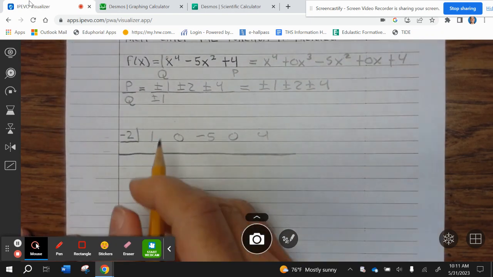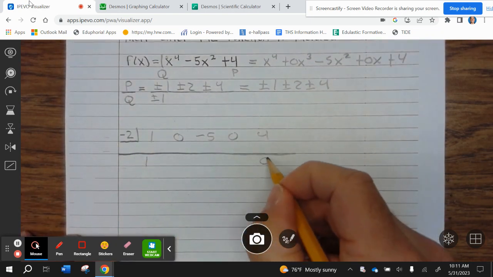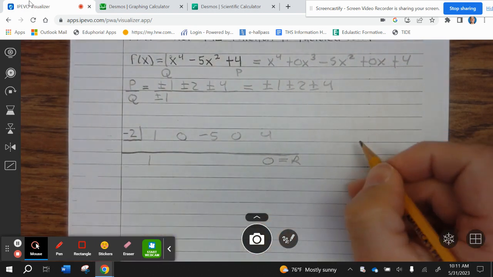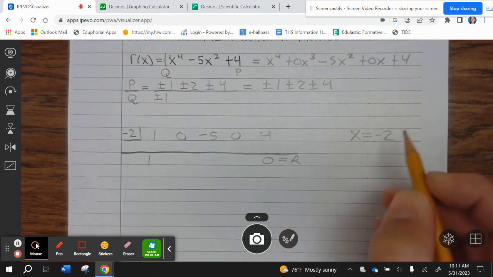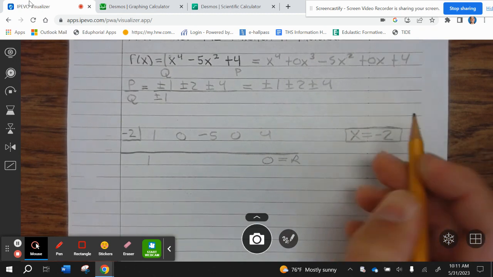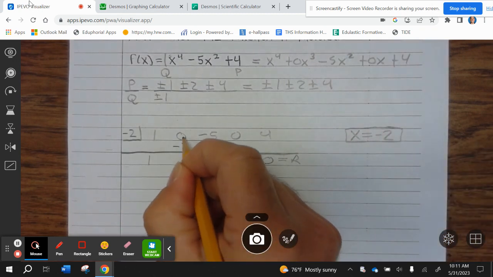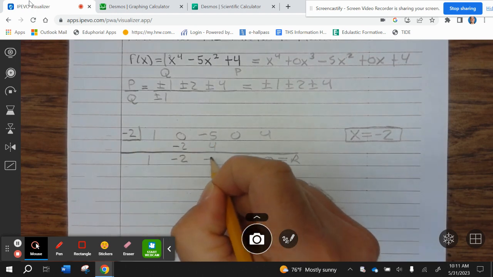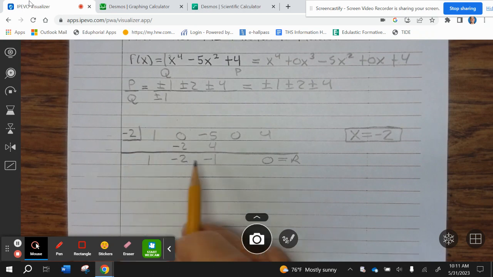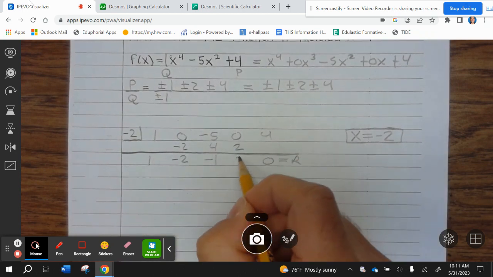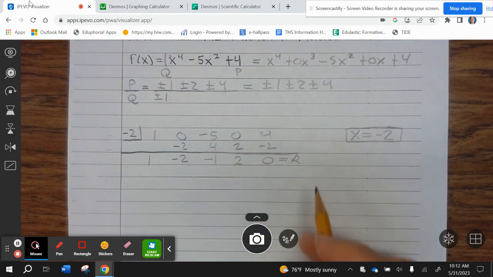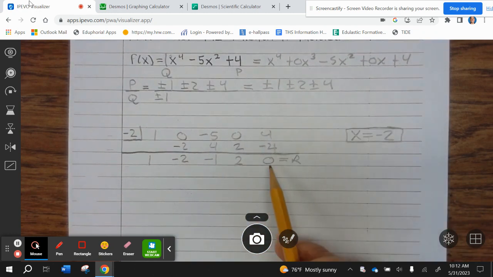Okay, now bring down the 1. Now we know that the remainder is going to be 0. If it isn't, then we made a mistake, because we know that negative 2 is a zero. So negative 2 times 1 is negative 2. This combines to be negative 2. Negative 2 and negative 2 is a positive 4. Combines to be negative 1. Negative 2 times negative 1 is a positive 2. This combines to be 2. Negative 2 times 2 is negative 2. Oh, I'm sorry, negative 4. 4 minus 4 is 0.